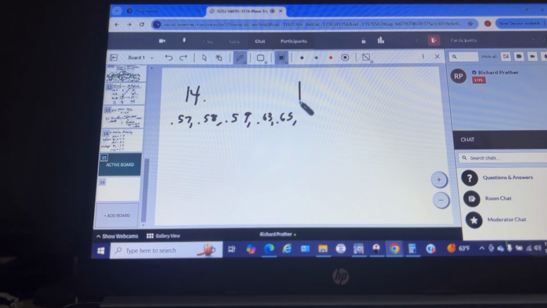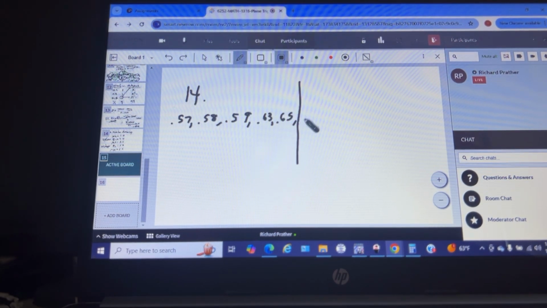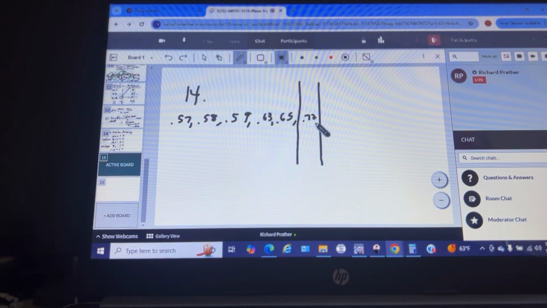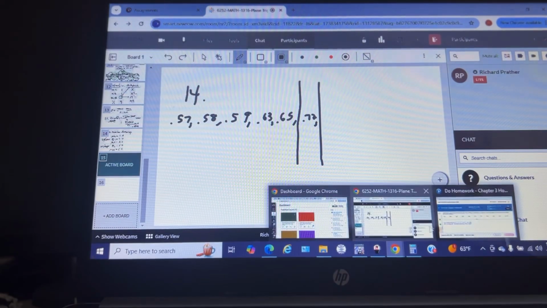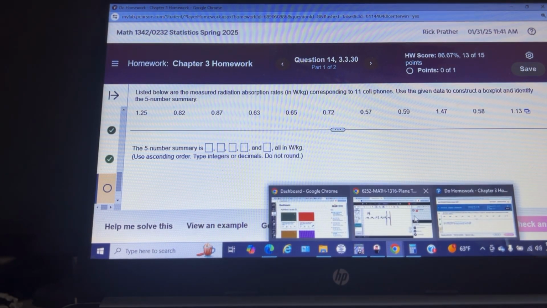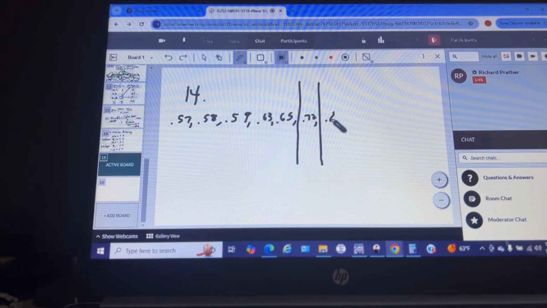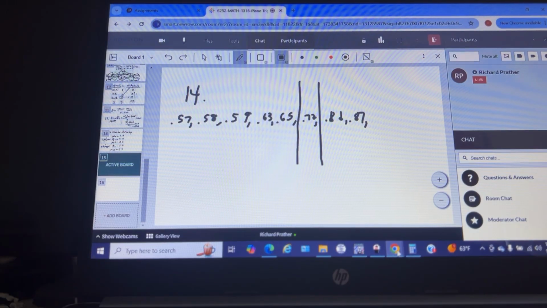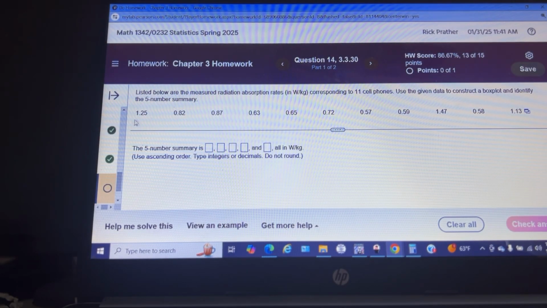Now there's 11 numbers, so I've already reached 5 of them. There's half of them. 0.72 is the 6th number. And now there's going to be 5 more after that. The 0.80s: there's 0.82 and 0.87. Three more to go: 1.25, 1.47, and 1.13. All the rest are over 1, so 1.13, 1.25.